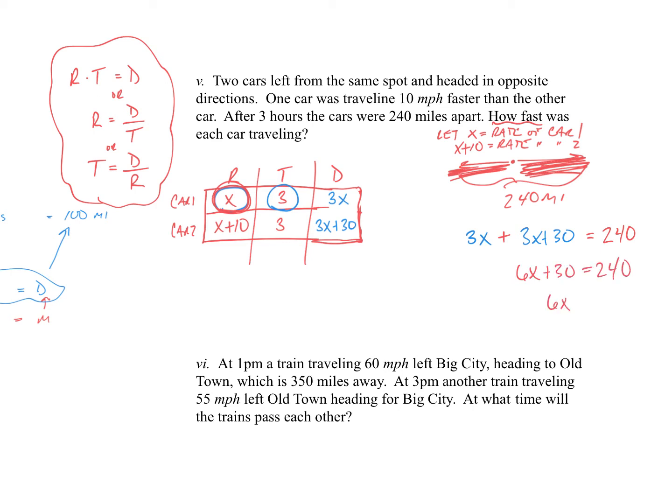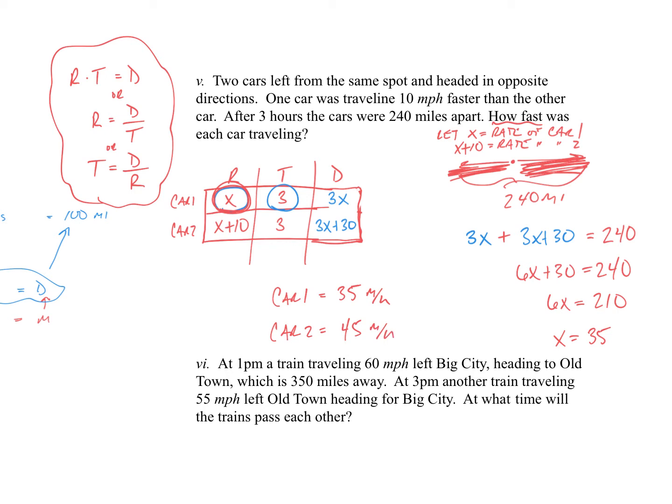So 6x equals 210. So x equals 210 divided by 6, which is 35. So how fast was each car traveling? Well, car 1 was traveling 35 miles per hour, and car 2 then was traveling 45 miles per hour.